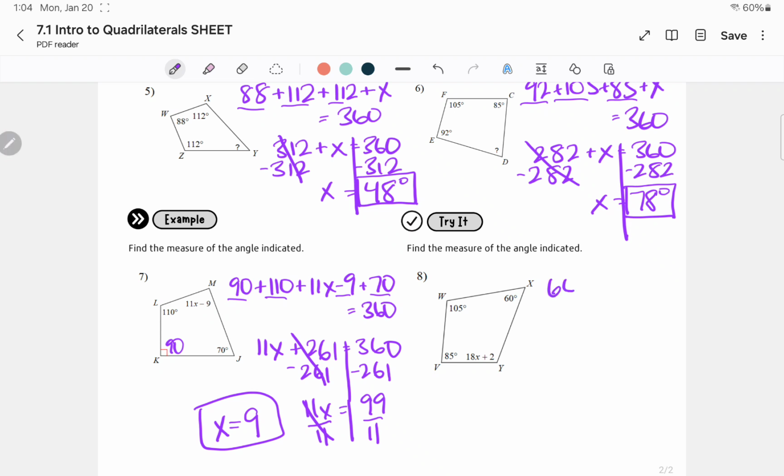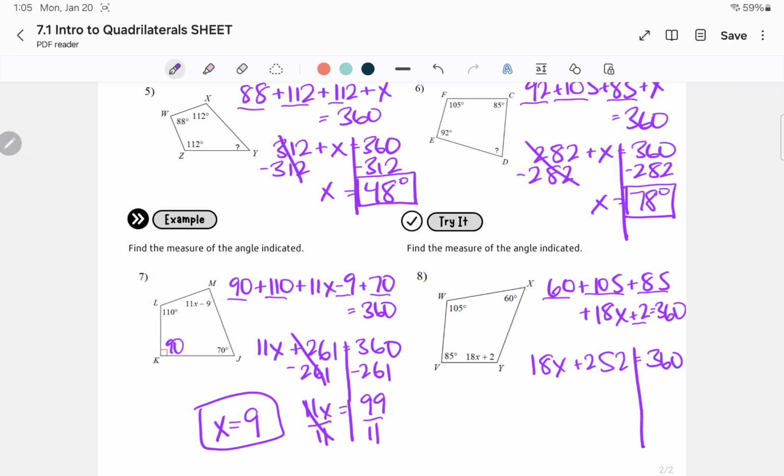So we're going to set up the equation by 60 plus 105 plus 85 plus 18x plus 2 is all equal to 360. And now we're going to combine like terms. Make sure to combine everything except whatever is the x. So 60 plus 105 plus 85 plus 2 is 252. So bring down the 18x plus 252 is equal to 360. And now we can just solve for x. Let's subtract 252 from both sides.